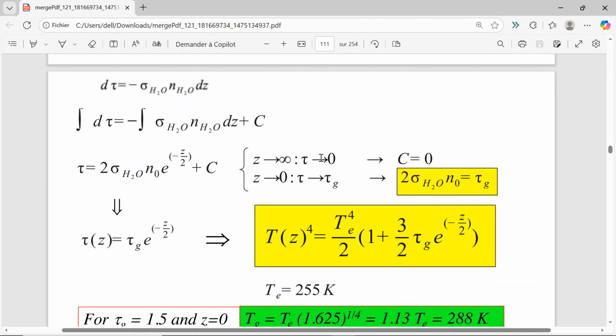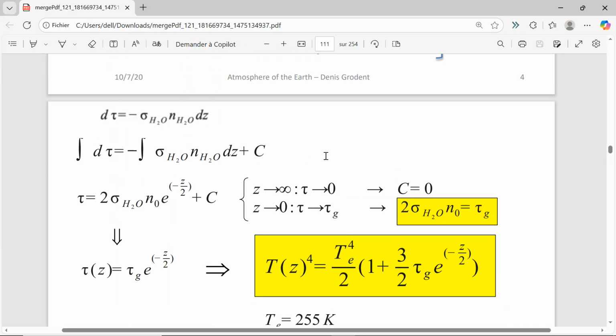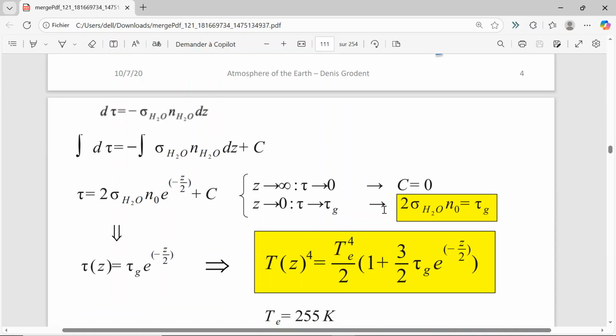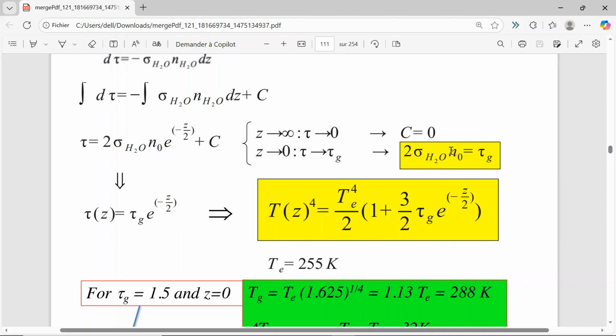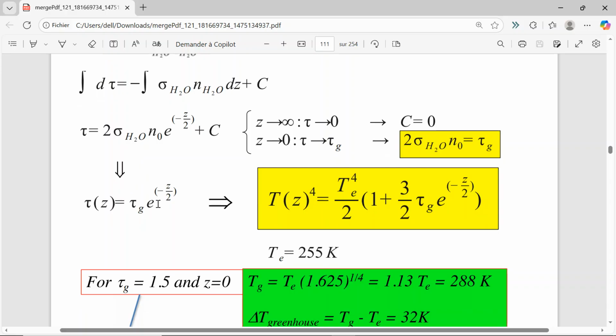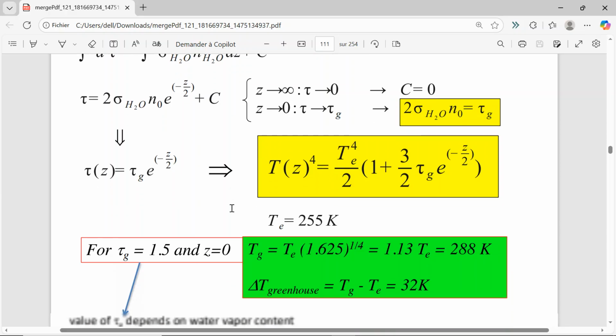So when z is equal to infinity, the optical depth is going to zero. Why? It is because we don't have any absorption anymore. So this is a boundary condition that we have. When z is going close to zero, the optical depth will be the one of the ground. So finally, we find that tau at z equal to 0 is the optical depth of the ground. The optical depth is the difficulty for a radiation to pass through a gas element. So tau z is equal to tau g times a decreasing exponential with the altitude, as expected.